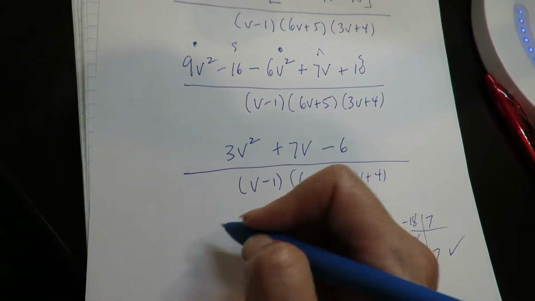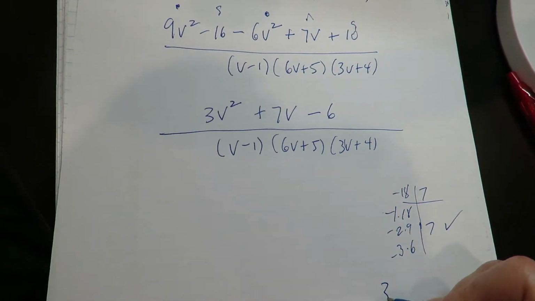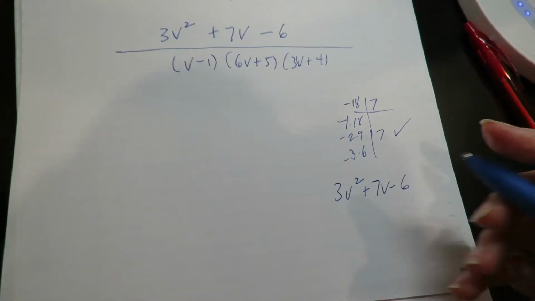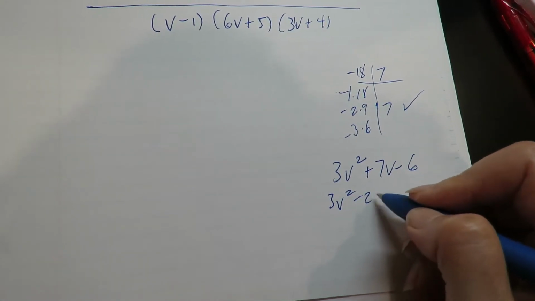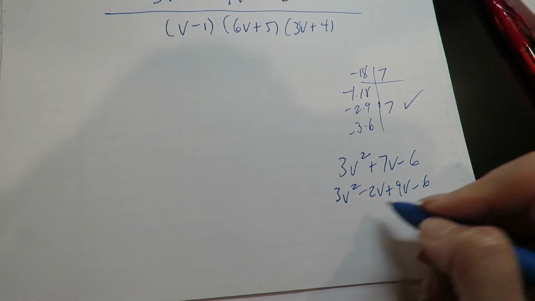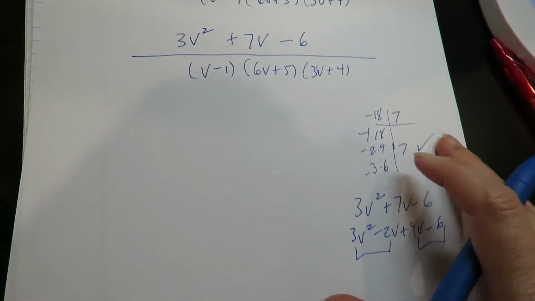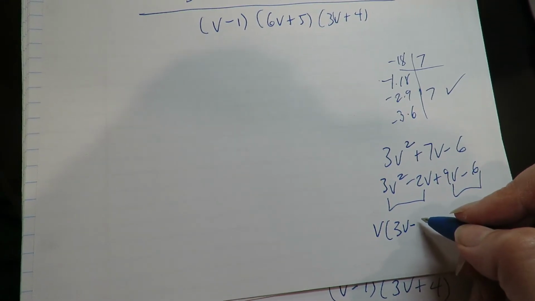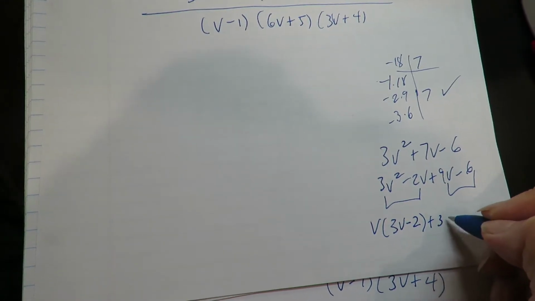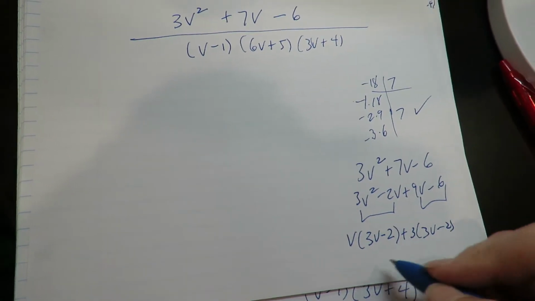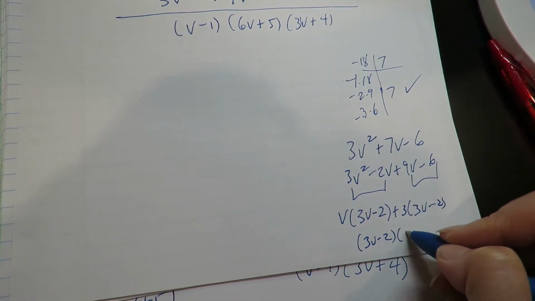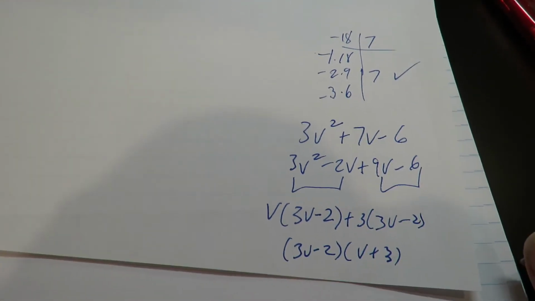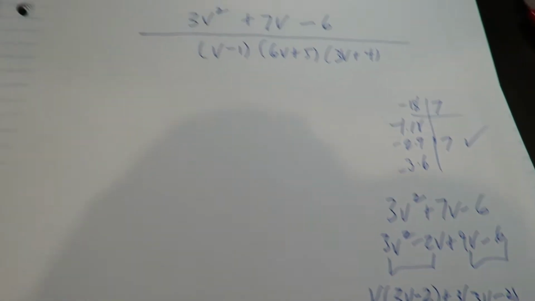So let's do it. I'm going to first break this. What do we got here? 3v minus 2 plus 3, 3v minus 2. Take out the 3v minus 2, v plus 3. Okay. All right, so that is the work for the factoring.